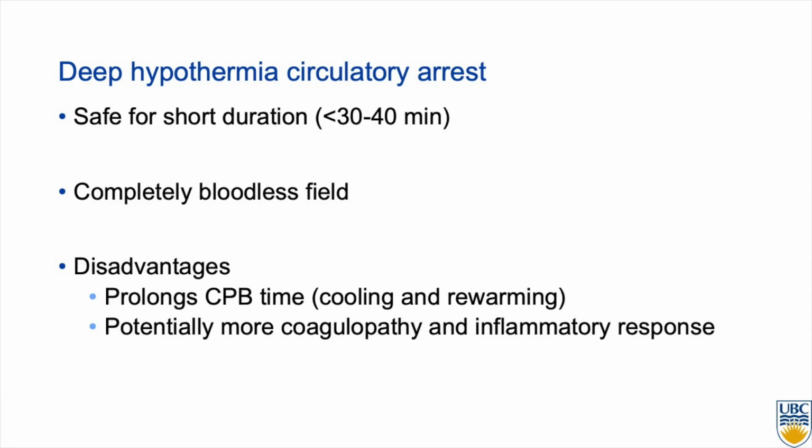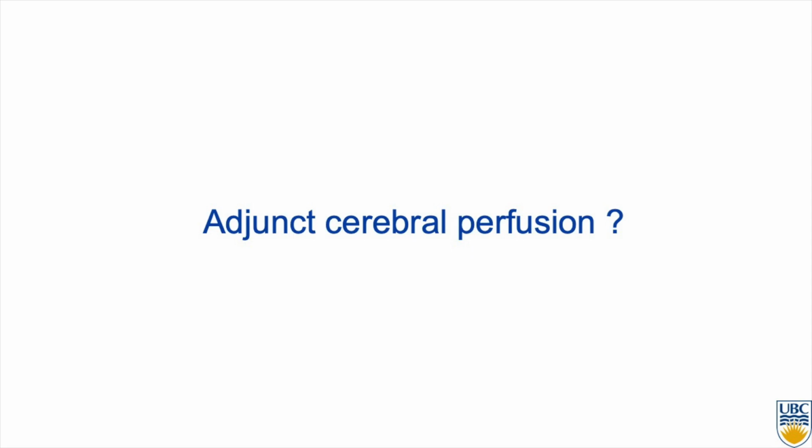In summary, deep hypothermia circulatory arrest alone is safe for short durations of less than 40 minutes. It gives you the opportunity to work in a completely bloodless field, but the disadvantage is that since you're not using any adjunct cerebral perfusion techniques, you're potentially going cooler, therefore you have a longer cardiopulmonary bypass run time, and you're potentially more coagulopathic post-op. Which brings me to the next topic of adjunct cerebral perfusion.